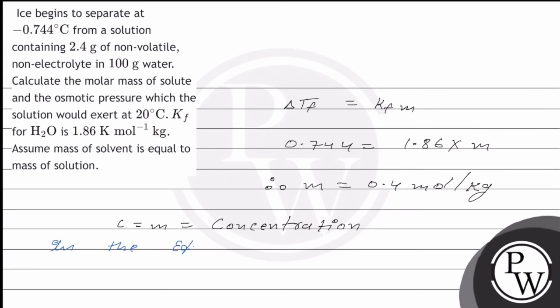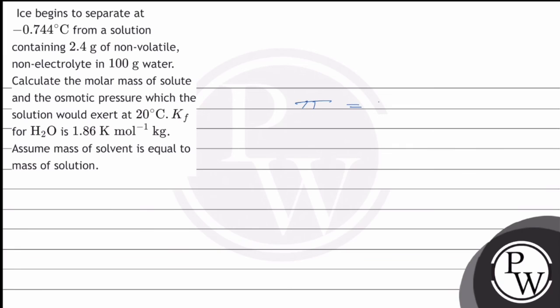In the equation pi equal to CRT, putting the values of C, R and T, we get pi equal to 0.4 into 0.0821 into 300. After that we will get pi equal to 9.852, which will be our answer.